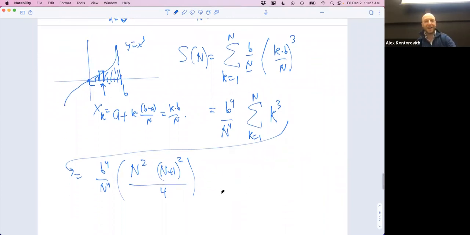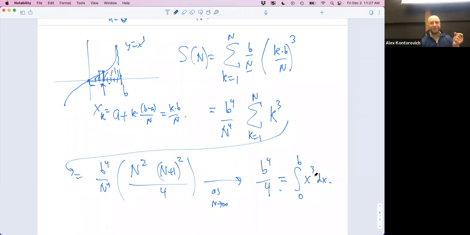So what happens to that as n goes to infinity? As n goes to infinity, these Riemann sums converge to a limit, and that limit is, yeah, there's an n to the 4 on bottom and an n to the 4 on top with a constant factor of b to the 4 over 4. And that's all that matters. So the answer is b to the 4 over 4. Let me remind you that that is the integral from 0 to b of x cubed dx. And hopefully you're starting to smell something that smells like an antiderivative.